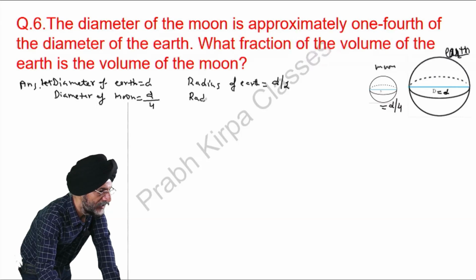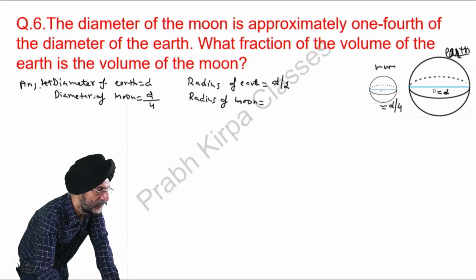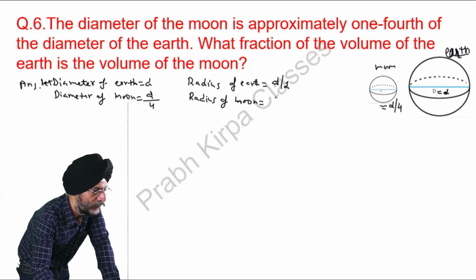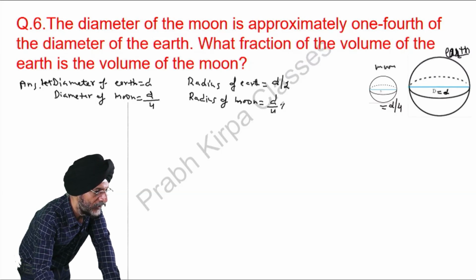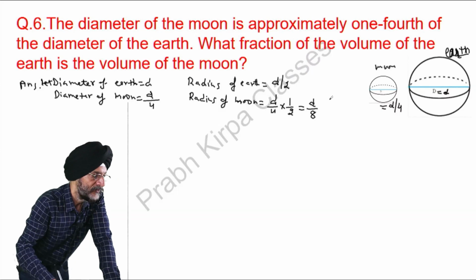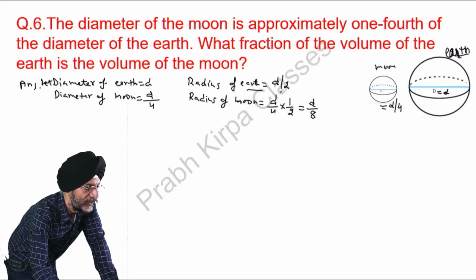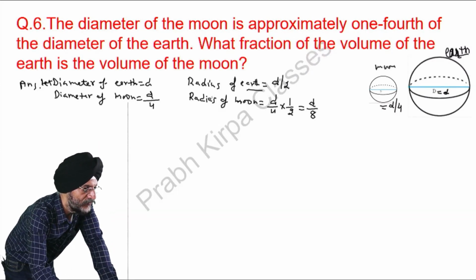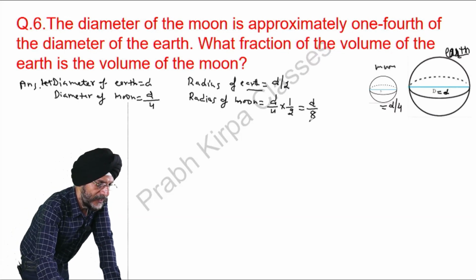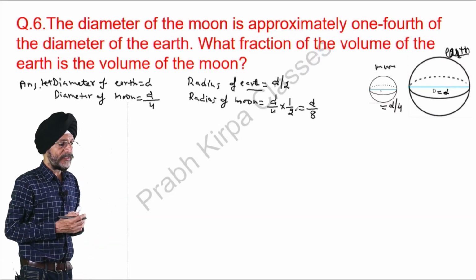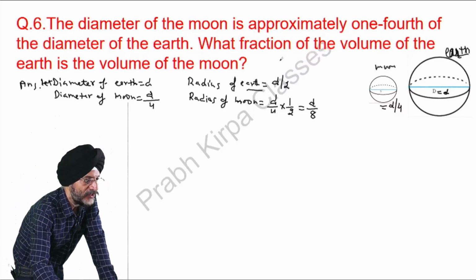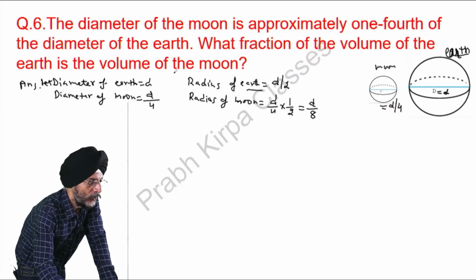So now the radius of the moon will be: the diameter of the moon is d divided by 4, so d over 4 into 1 over 2, which comes as d over 8. So the radius of the earth is d divided by 2 and the radius of the moon is d divided by 8. Now what is given? We have to calculate the fraction of volume of earth that is volume of moon.